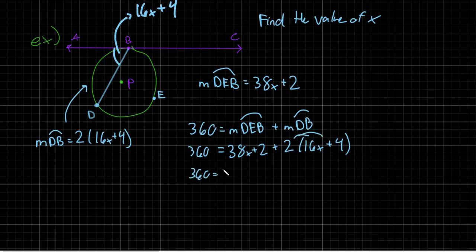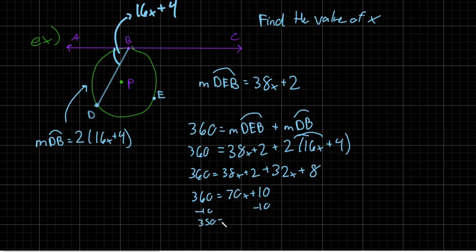So 360 equals 38x plus 2 plus what, Rodelia? What's the rest of it? What's 2 times 16x? Yep, 32x. 2 times 4? 8. Perfect. Then we can keep going with this. Should get 70x plus 10. Klein, did you get there? What did I do next? So I get 350 equals 70x, and what do I do with the 70? X equals 5. Do we get x equals 5 as an answer? Yep, okay.